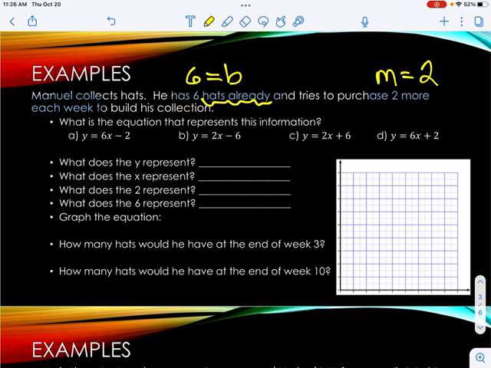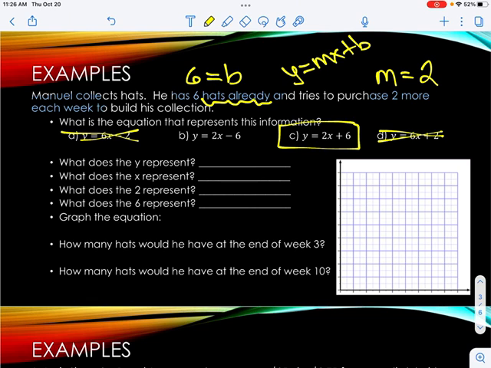So if we think back, we have y equals mx plus b. What equation would represent that? Well, I have a b of 6, so definitely not A, definitely not D. Then I have a slope of 2, so it's got to be either B or C. But when we look, we start with 6 and we're adding 2 more each time. So that would be C.